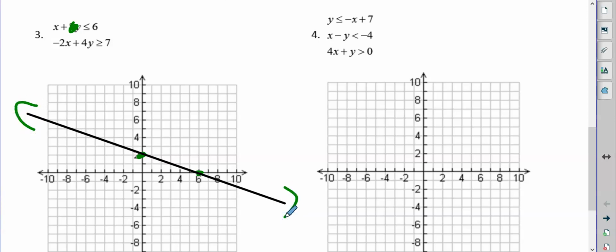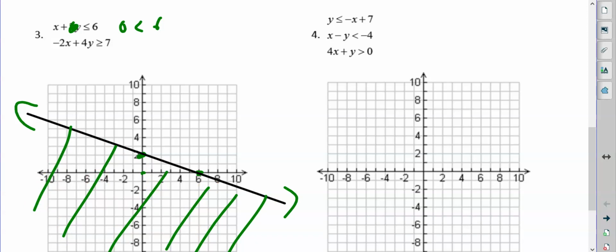And I'm going to test. I'm going to plug in 0, 0. 0 is less than or equal to 6. That is true. That means this point is true. 0 is less than 6. So I'm just shading this way. Good enough.